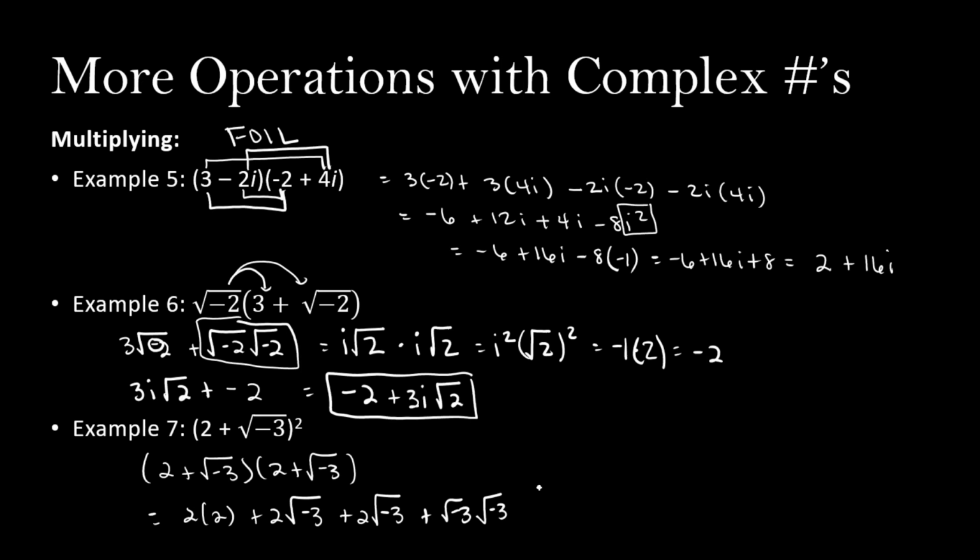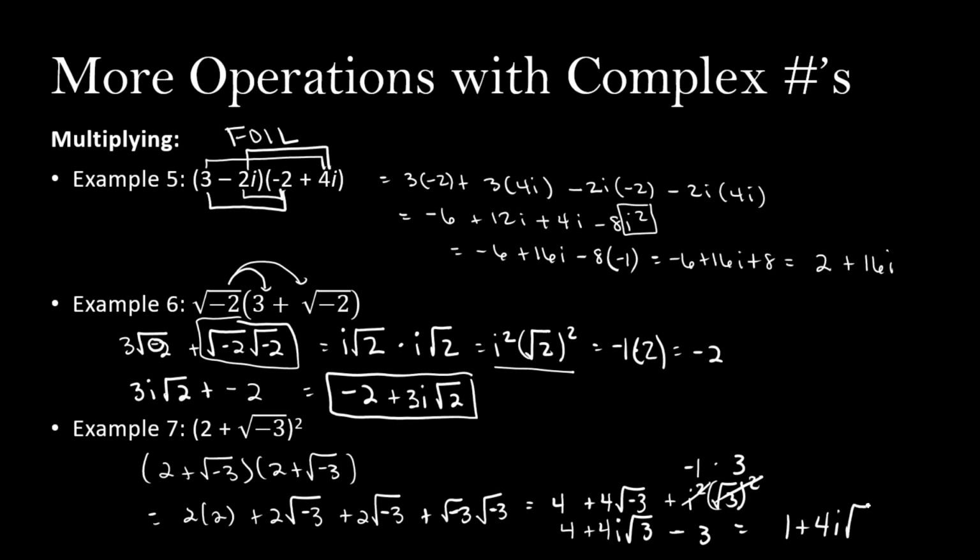So I end up with 4 plus 4 square root of negative 3 plus, remember both of these negatives, that means I'm going to have i squared times the square root of 3 squared, just like we did up here. So I end up with 4 plus 4i minus 3, because the square root of 3 squared is just 3, and i squared is negative 1. So I end up with 1 plus 4i square root of 3 as my final answer.